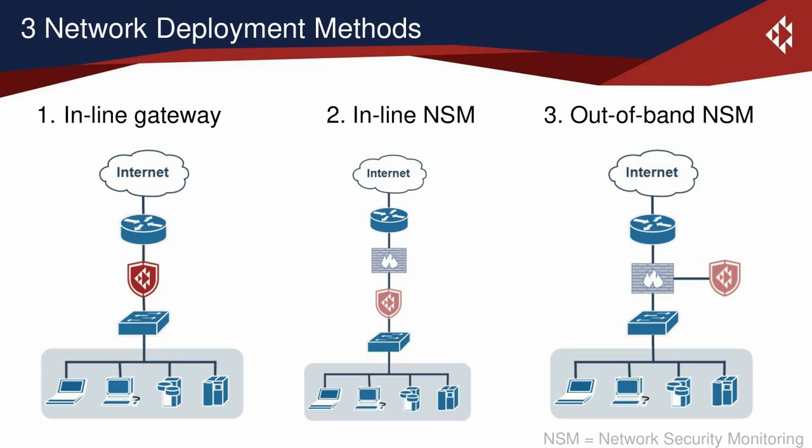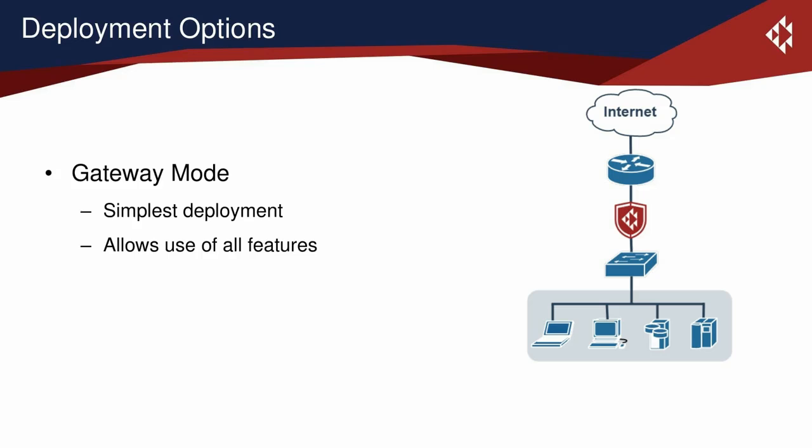But before we do that, we're going to have a quick talk about how we can deploy these appliances. So these appliances can be deployed in a number of ways. So they can be the more traditional way, which is our inline gateway, which is the simplest deployment and allows us to use all of the features. So not only just for monitoring, but it can also be used to implement proper protection and compliance. And basically, it's the way it's intended to be deployed.